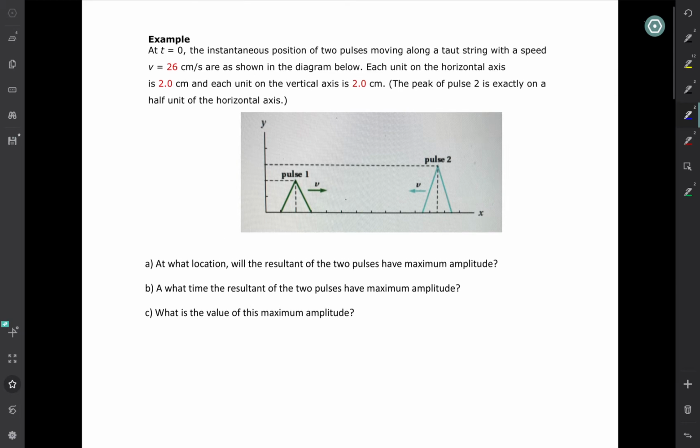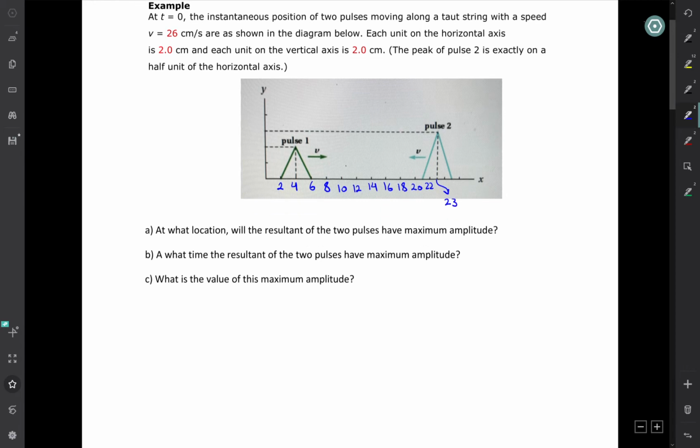Now, I'm going to start with the units in here. If I look at the horizontal axis, I could label my scaling. I could say I have 2, 4, 6, because each unit is 2 centimeters. I could have 2, 4, 6, 8, 10, 12, 14, 16, 18, 20, 22, and then another half a unit to get to the peak of pulse 2, 23.